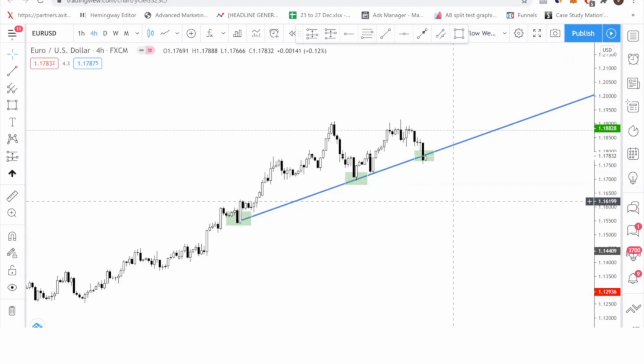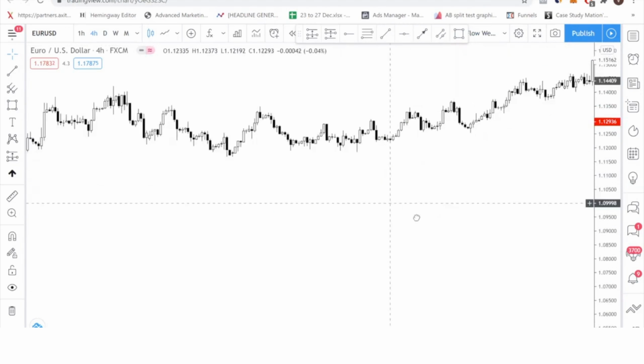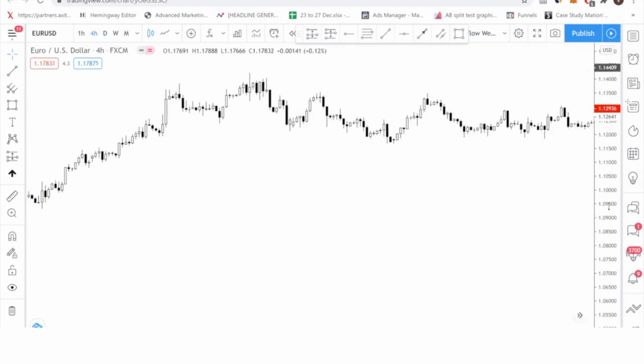Okay, so in this case, I'm connecting this swing low and this swing low in order to project where price might bounce. So this is one example. Let me just carry on and show you more examples again.